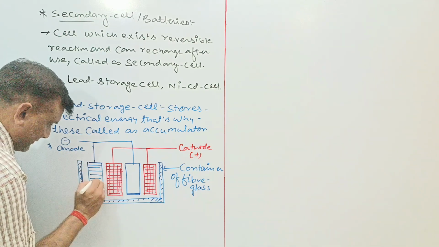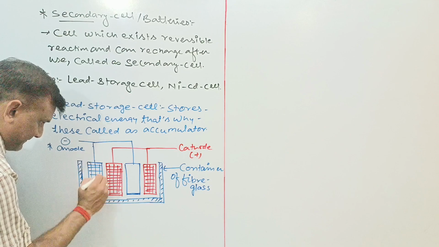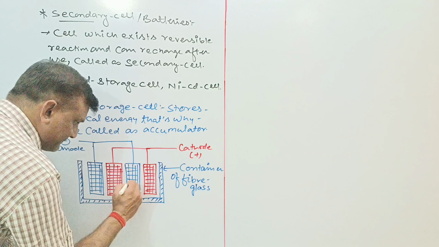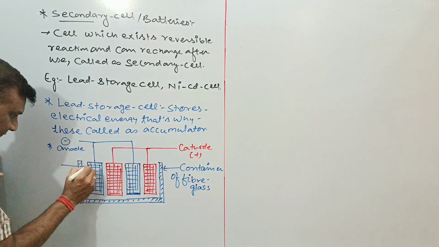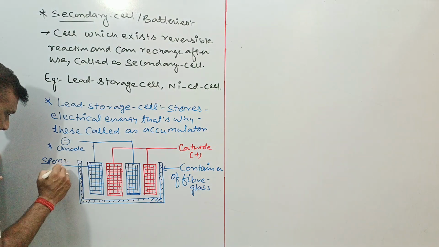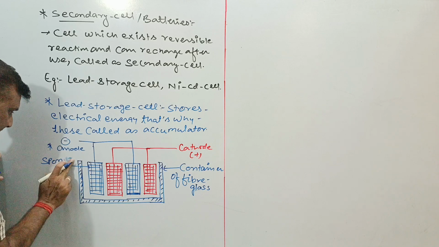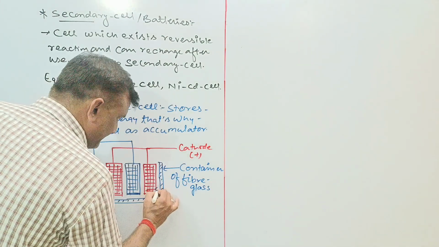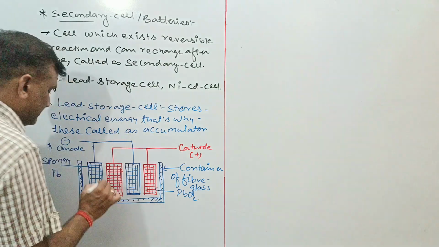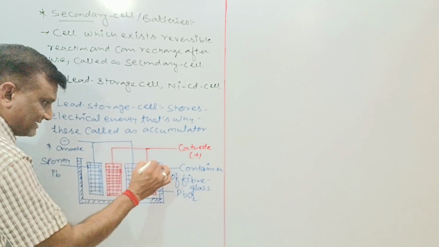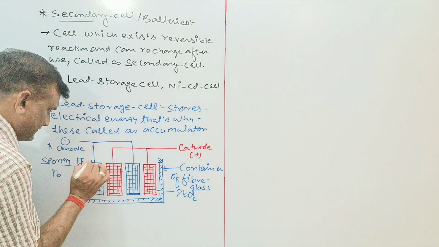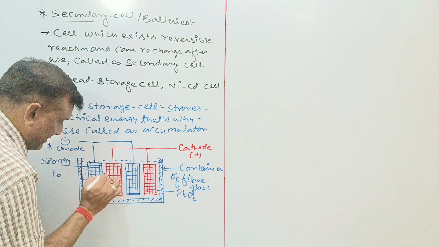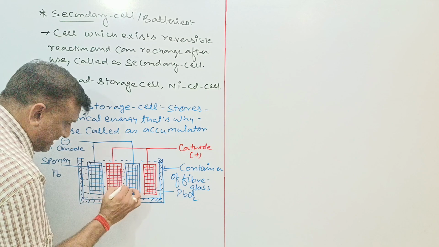Particularly on the anode, what will be filled is spongy lead Pb, and here will be filling of PbO2, lead dioxide, and as electrolyte we will use H2SO4. These plates will be suspended in dilute H2SO4 having a concentration of 38%.